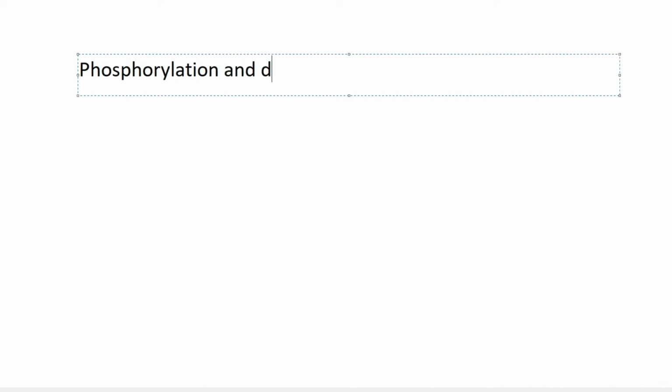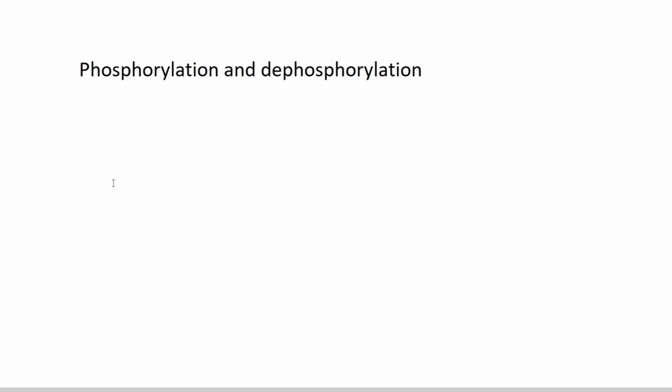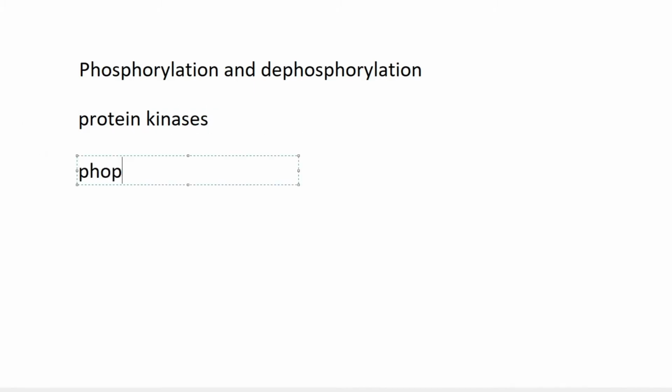Now, phosphorylation reactions are catalyzed by a family of enzymes called protein kinases that use adenosine triphosphate, which is ATP, as a phosphate donor. Phosphate groups are cleaved from phosphorylated enzymes by the action of phosphoprotein phosphatases. So phosphorylation is by protein kinases, dephosphorylation is by phosphoprotein phosphatases.